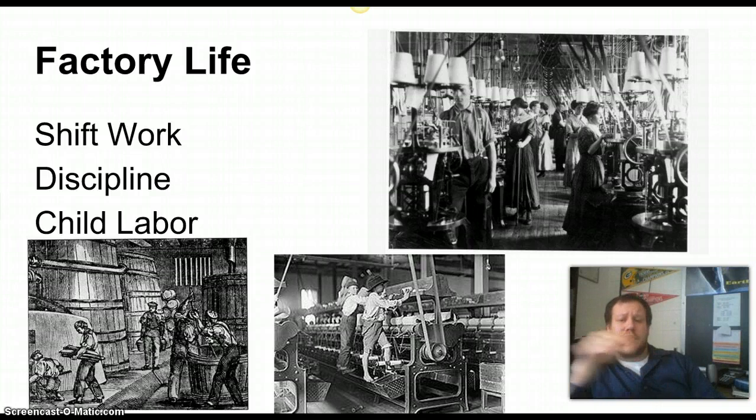A lot of times you would run a day shift, night shift, 12 hours on, 12 hours off. You might run 16-hour shifts. Here's some overlap in the middle. A lot different than today's traditional 8-hour shift that people work today.